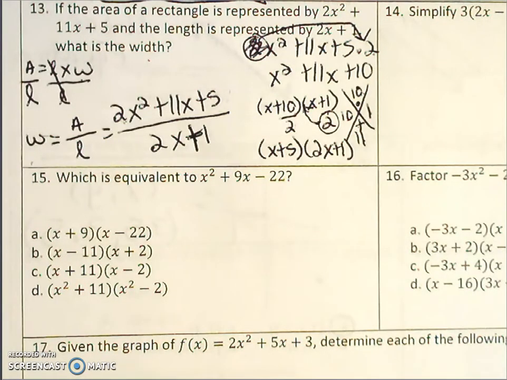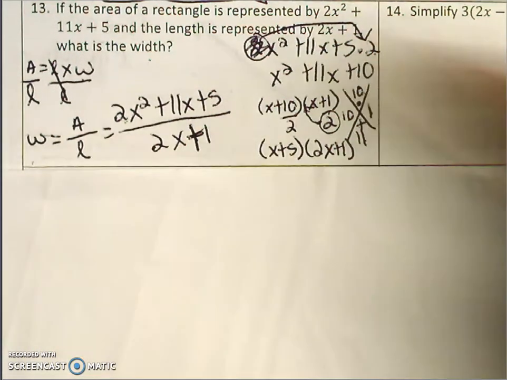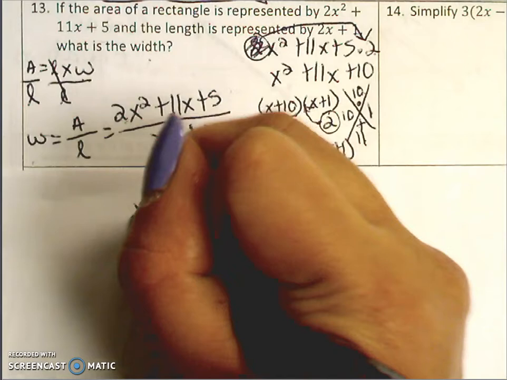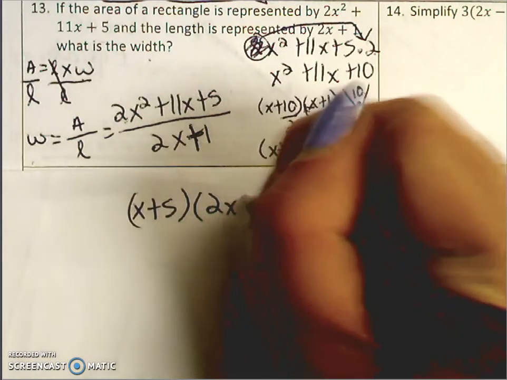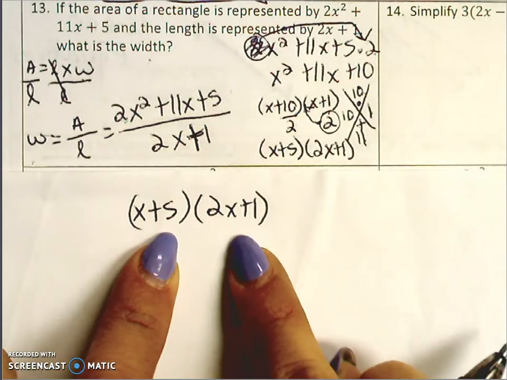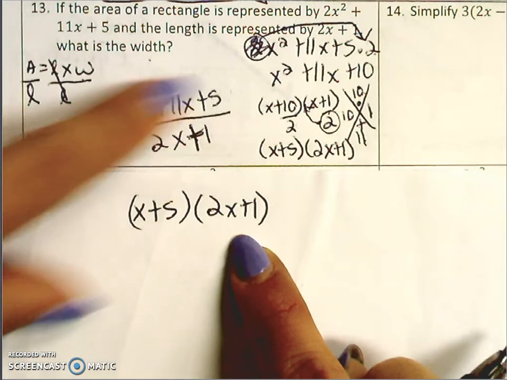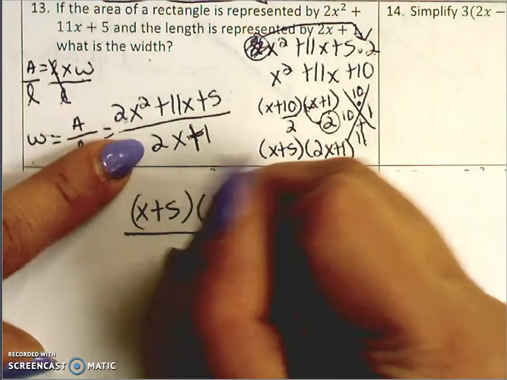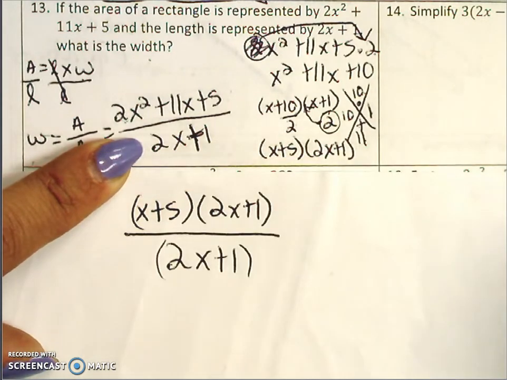And I'm going to get some scratch paper because I ran out of space. Here's more paper. So then that means I have x plus 5 on top times 2x plus 1, because this is the same thing as 2x squared plus 11x plus 5 when I factored it on top. And then divided by 2x plus 1 on the bottom. You can put in parentheses, you don't have to.